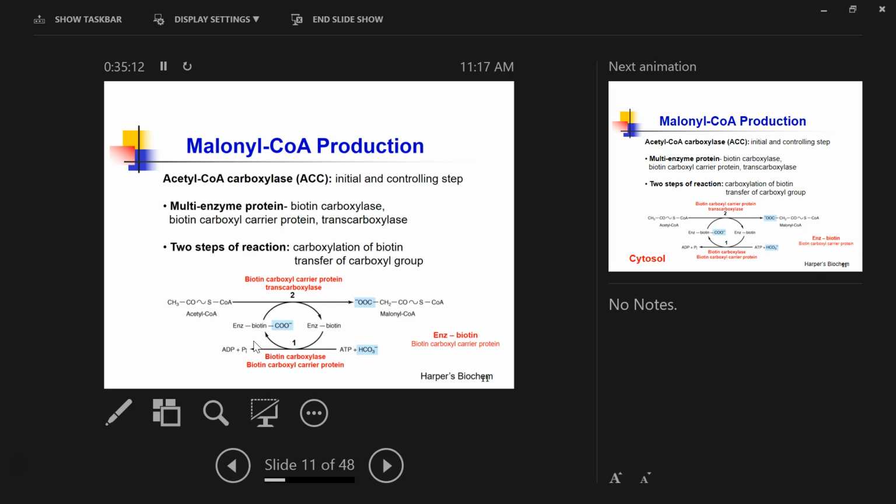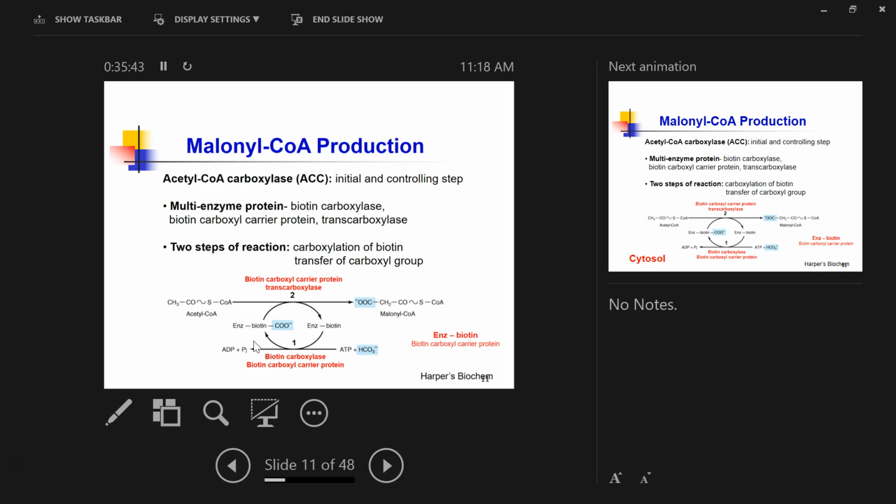And the second step is the carboxyl group from biotin, the enzyme biotin, being transferred to acetyl-CoA molecules, right? So you're adding one carbon to the acetyl-CoA molecules. Acetyl-CoA has 2 carbons, and malonyl-CoA has 3 carbons. This 1 carbon is donated from bicarbonate, right? That makes sense.